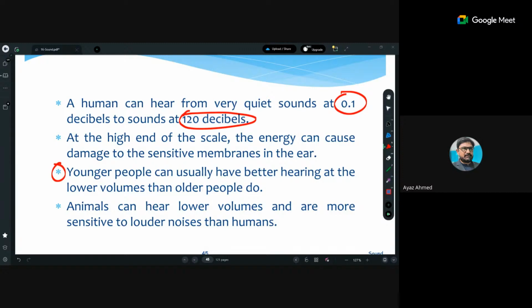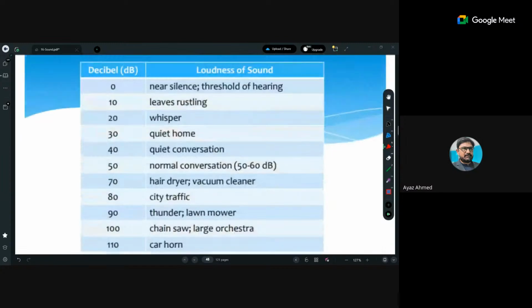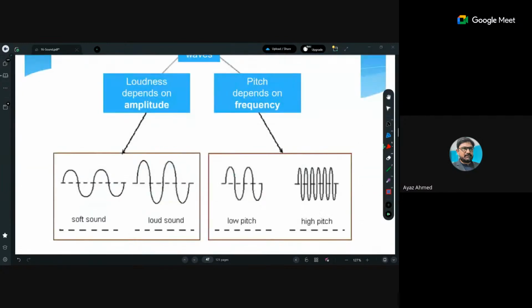Younger people can usually have better hearing at the low volume, and older people do not. Definitely when we get older and older, the vibration of that eardrum becomes less sensitive. That is why we usually have to speak louder when we are talking to our grandparents most of the time. But there are some situations in which they have very good hearing sensation as compared to us. So this is another informative slide.